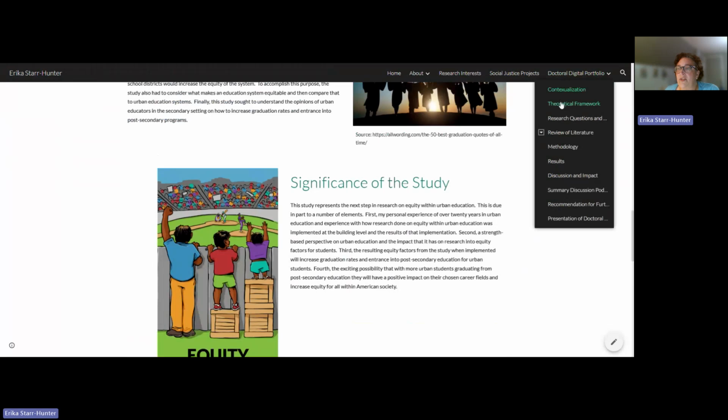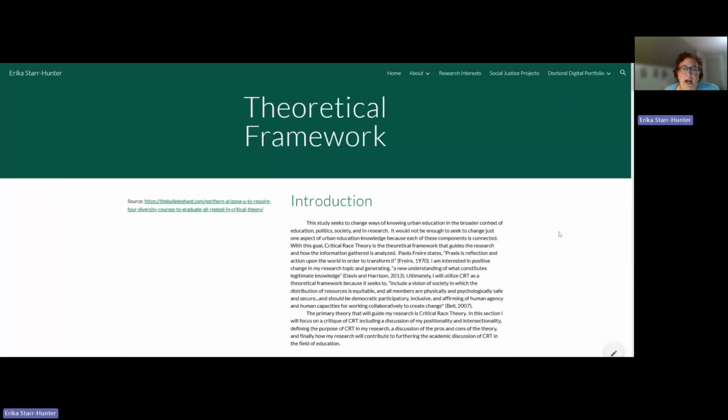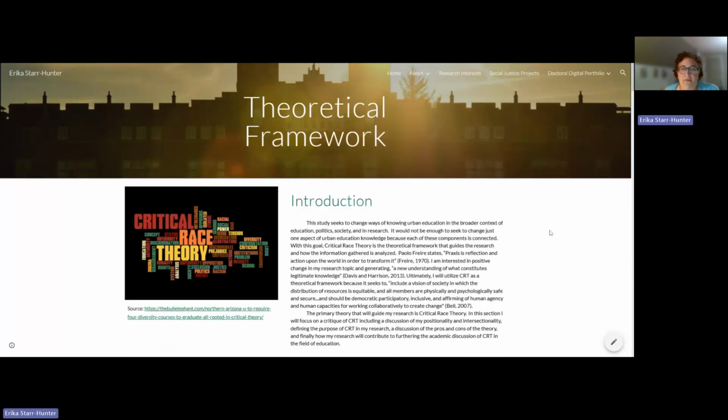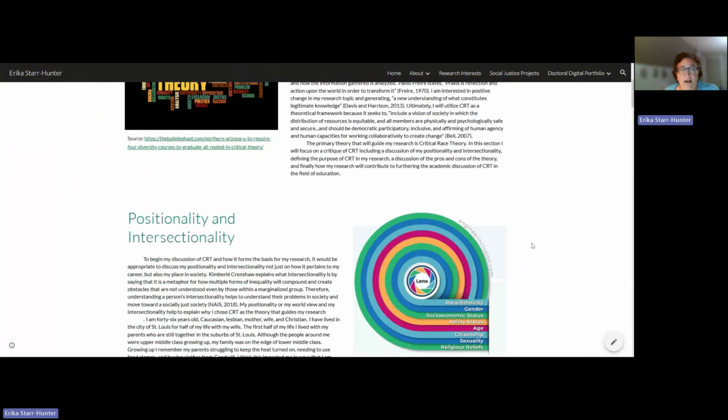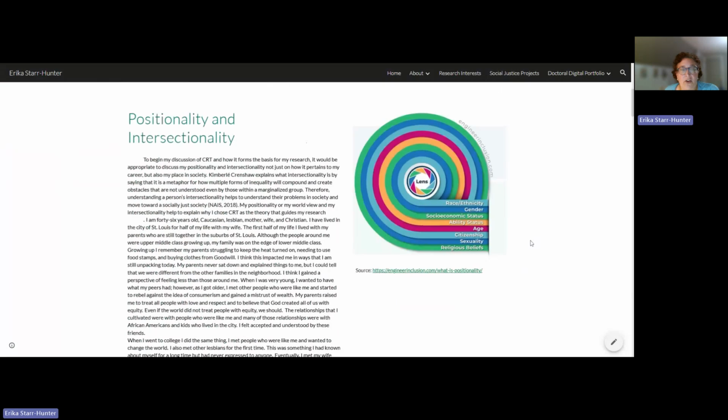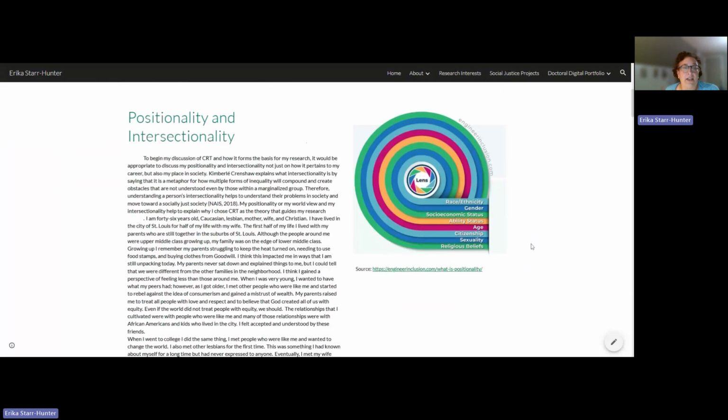Okay, that takes us to theoretical framework. I used critical race theory as the backbone for my research. It started off with positionality and intersectionality.